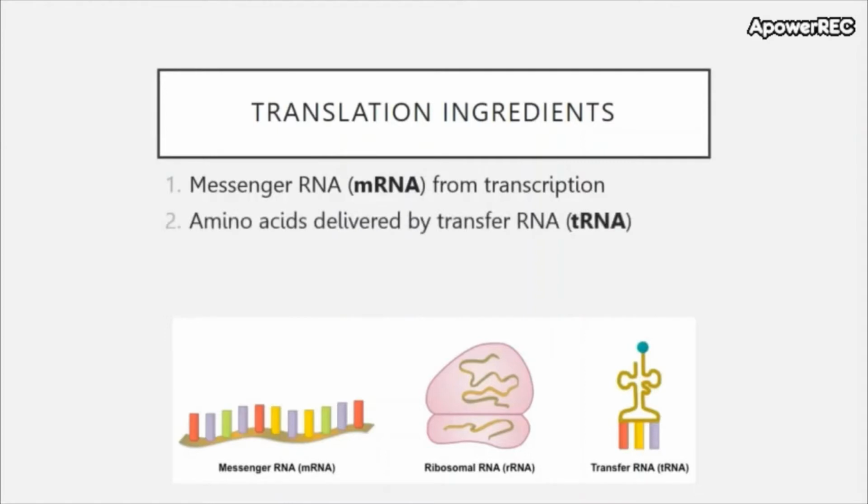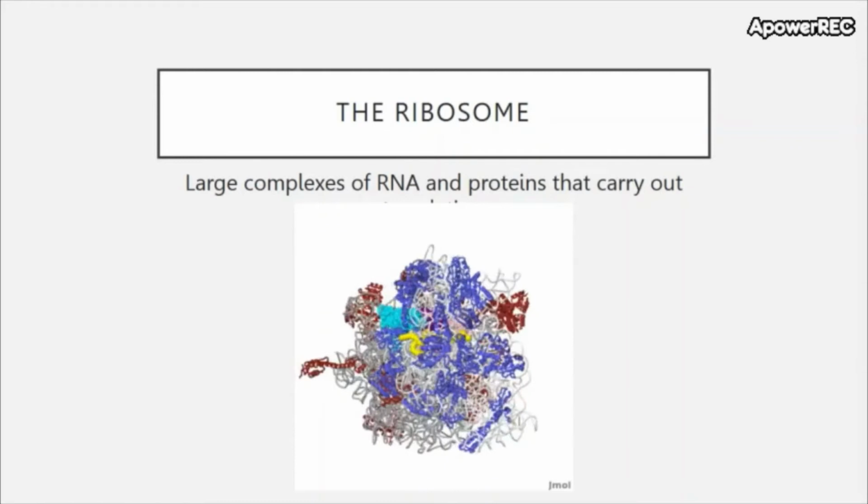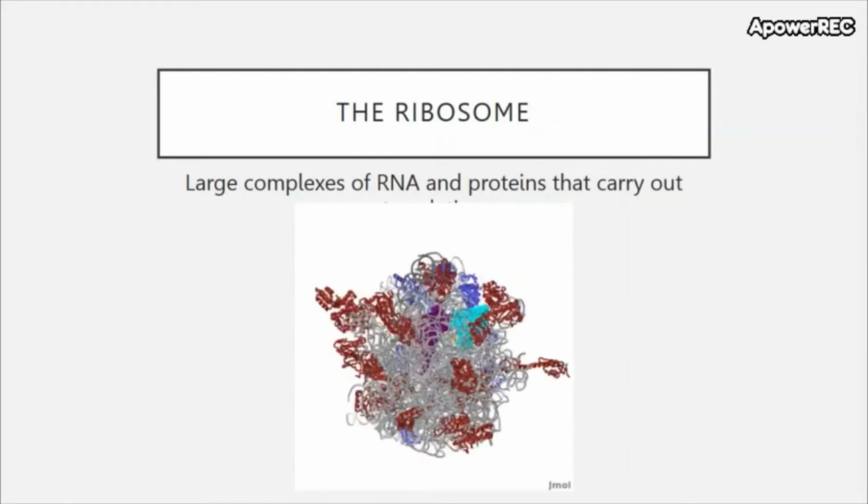It needs individual free amino acids to be delivered by a transfer RNA called a tRNA. It also needs the ribosome, which is the machinery in the cell that creates proteins. The ribosome is a large, complex structure of RNA and proteins that carries out protein synthesis.